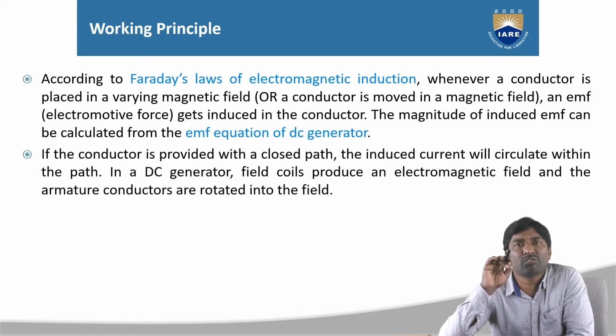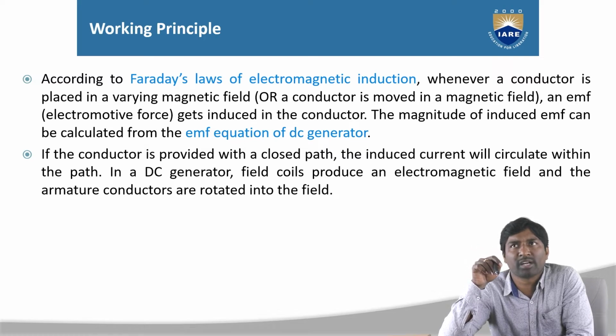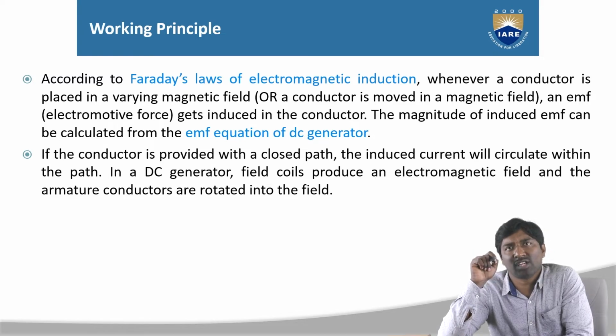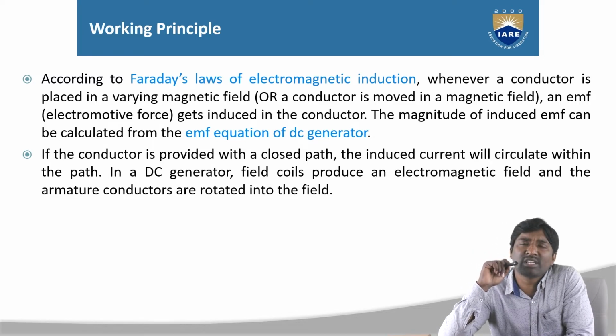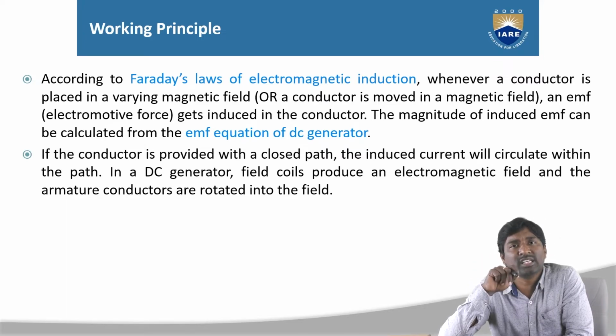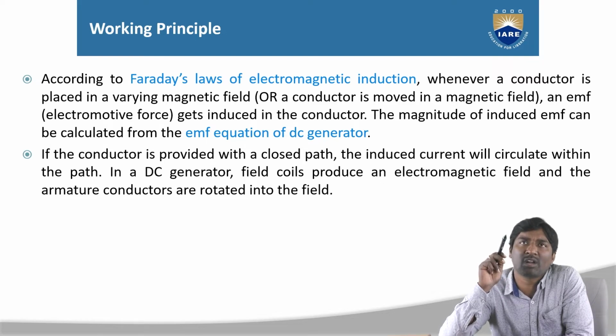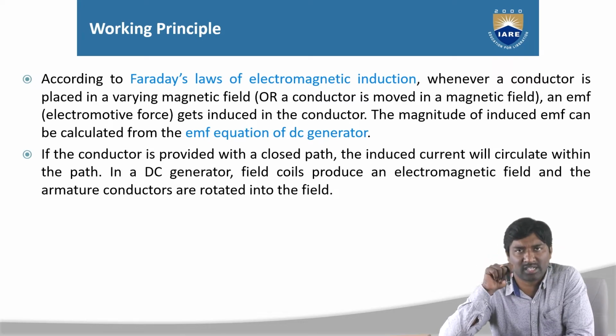Means according to Faraday's law of electromagnetic induction, whenever the current carrying conductor is placed in the rotating magnetic field, or the conductor rotates, then we are getting the induced EMF. That induced EMF is directly proportional to the rate of change of flux linkage in the coil, which is called Faraday's law of electromagnetic induction. This is the principle of DC generator.